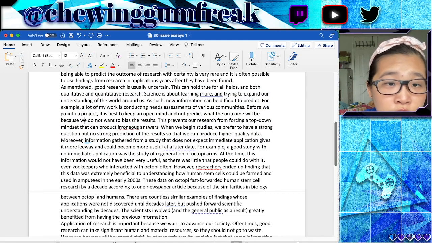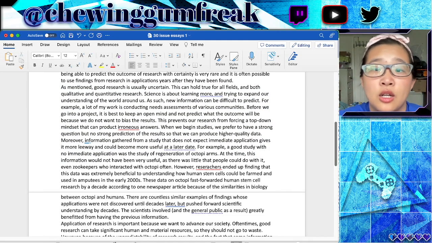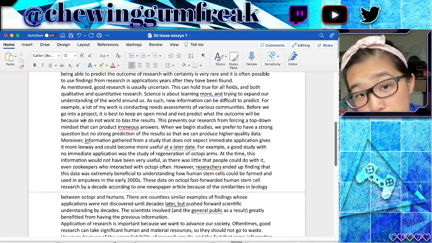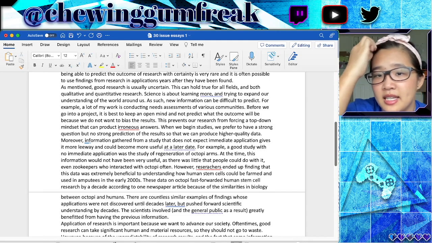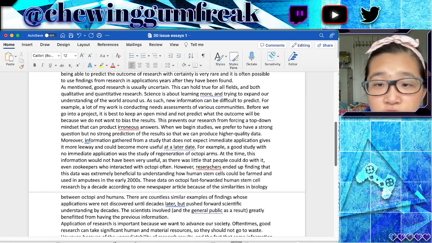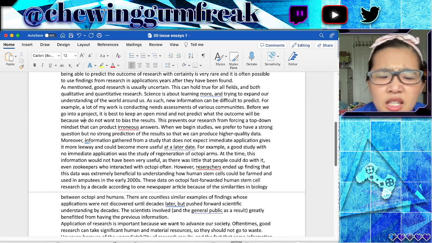So as mentioned, good research is usually uncertain. This can hold true for all fields and both qualitative and quantitative research. Science is about learning more and trying to expand our understanding of the world around us. As such, new information can be difficult to predict. So that transition is a little bit weird. But nothing comes to mind so far, so I'm just going to leave it.